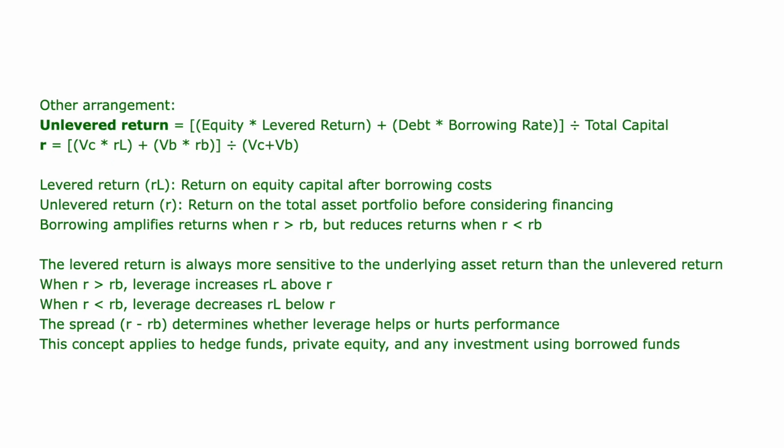Both formulas, original and rearranged, are mathematically equivalent and useful depending on which variable is unknown. The spread, R minus RB, determines whether leverage amplifies gains or losses, not just the calculation, but the relationship between asset return and borrowing cost. Leverage magnifies the difference between R and RB, not the absolute return itself. This leverage principle applies across all alternative investments, such as hedge funds, private equity, and real estate that use borrowed funds.